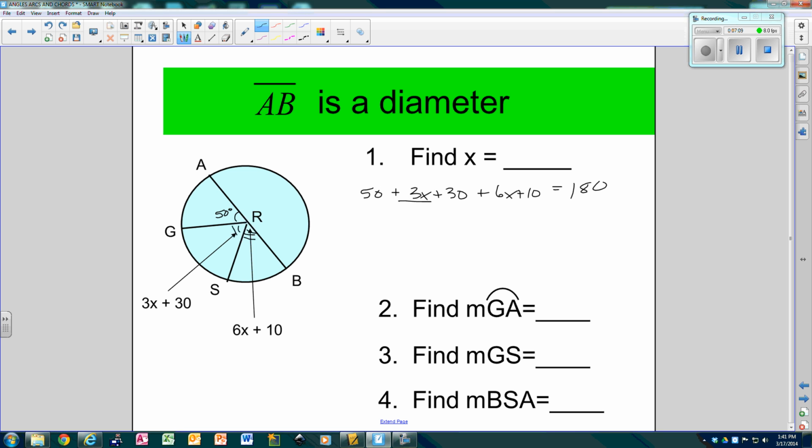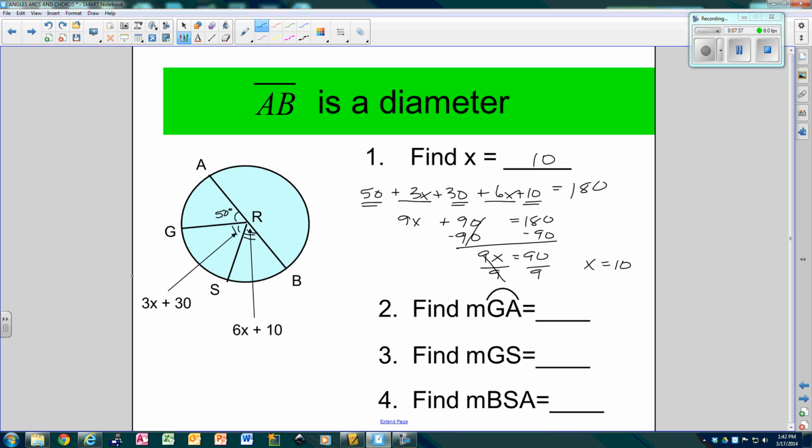So I'm going to add my like terms. 3x plus 6x is 9x. Now I'm going to add 50 and 30, which is 80. 80 plus 10 is 90. So 9x plus 90 equals 180. Subtract 90. Now I have 9x equals 90. Divide by 9, and I find out that x is 10.